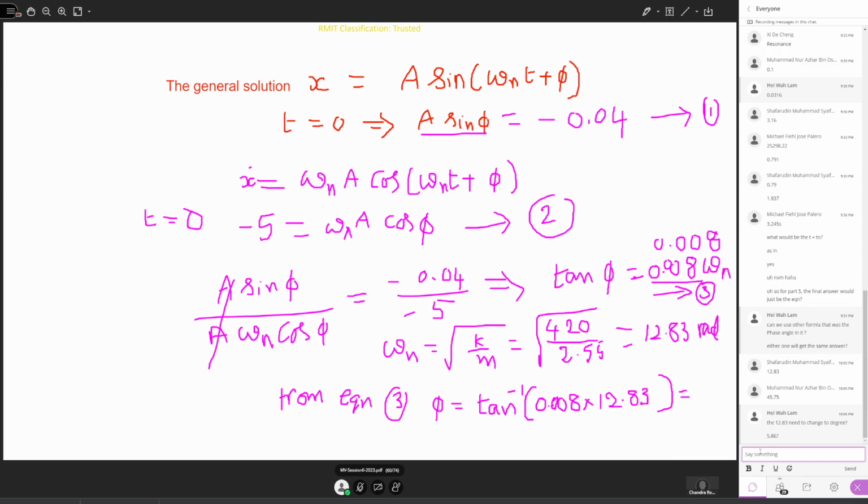So substitute the value of phi in equation 1 and solve for A. Find out the A value from equation 1, because A sine phi is equal to negative 0.04. So therefore, find out the value of A. Let me know once you calculate the A value.